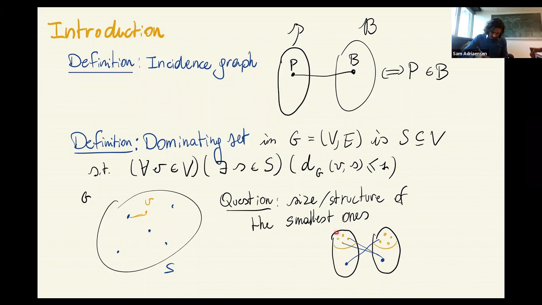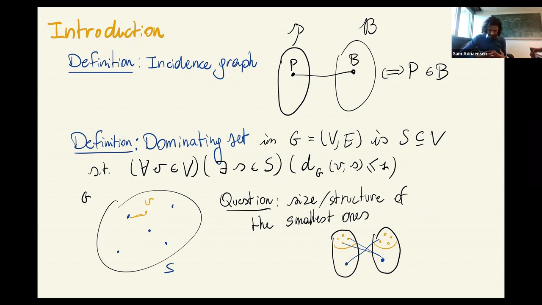So especially this means if you look at the points inside your dominating set, they have to intersect almost every block in your incidence system. They're allowed to only miss a few blocks. And if you make this definition a bit more strict, if you go to a set of points that does intersect every block of your incidence system, then this is called the blocking set, and these are very well studied objects.